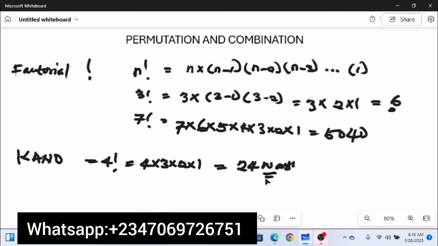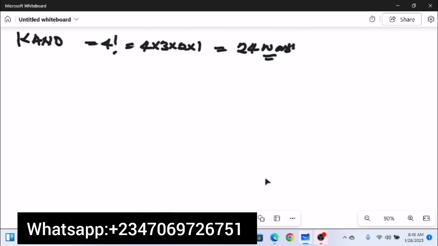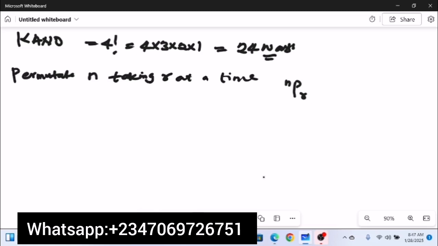Now, permutation can also be done taking a particular arrangement at a time. So when we do that, let's say we want to permutate n, taking r at a time. In that case, we simply represent this using n permutation r, and the formula is n factorial all over n minus r factorial. So whenever you want to permutate a given number, taking a particular order or position at a time, this is how you represent it.